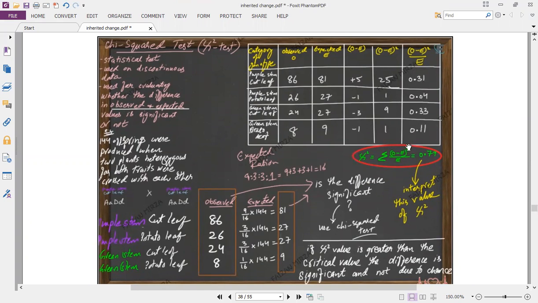What do you do? This is the formula for chi-squared. Chi-squared is equal to the summation of O minus E squared upon E. How do you solve this formula?